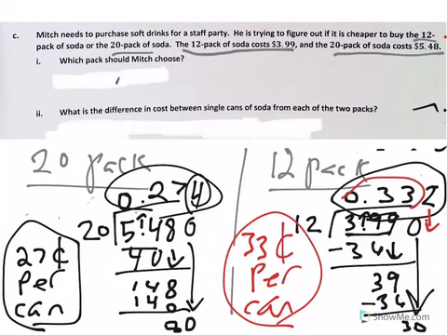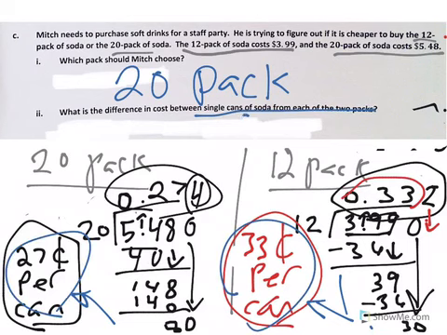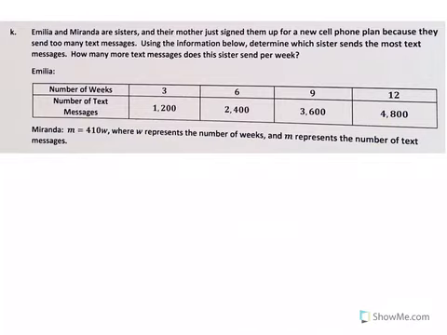So we come back up here. Which one should he buy? Well, he should buy the 20-pack because it is a better value. Each can costs less. It only costs 27 cents per can instead of 33 cents per can. What is the difference in cost between the single cans of soda? Well, this one's 33, this one's 27, so the difference for one can would be 6 cents.